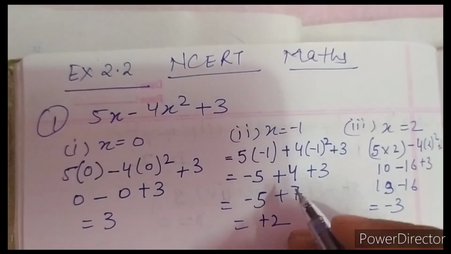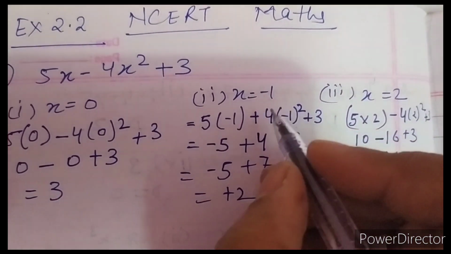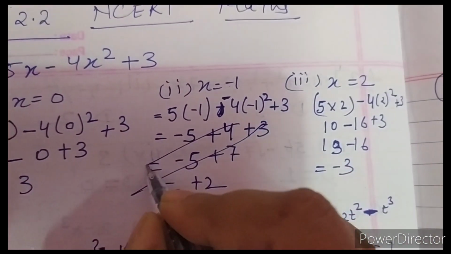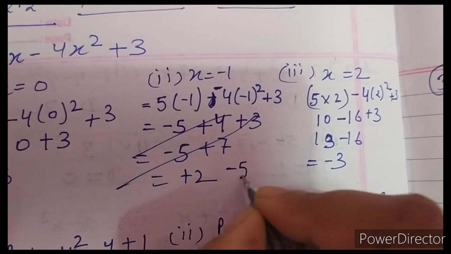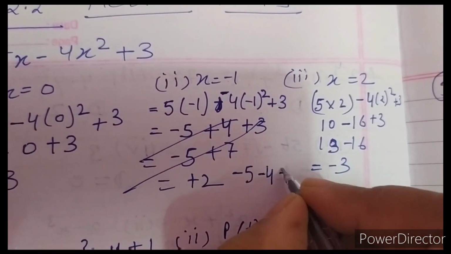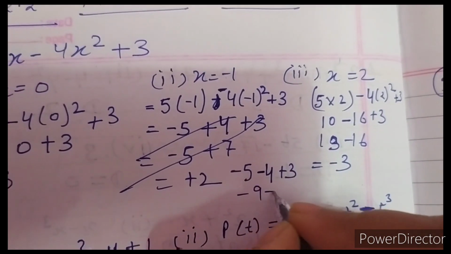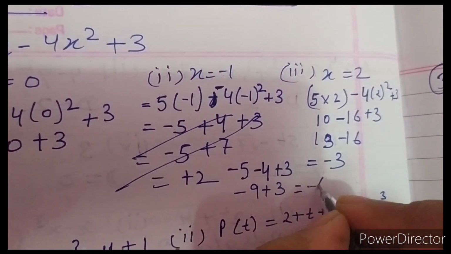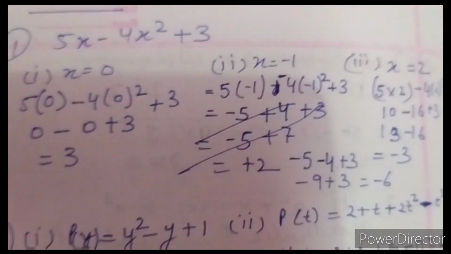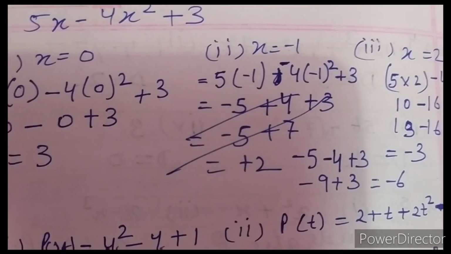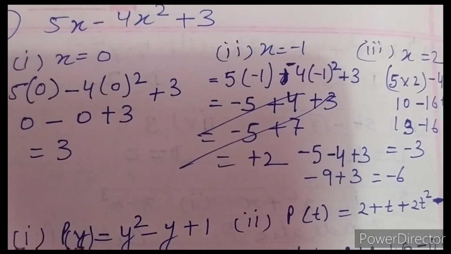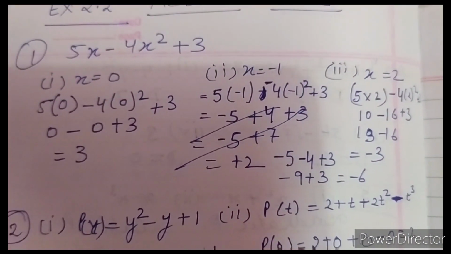Dear students, I have solved this question 1, second part, and I have just put a plus sign here instead of a minus sign. That's why my answer is wrong. So if you solve it again, you will get minus 5 times 1 is 1, and it will be minus 4 here plus 3. So that will be minus 9 plus 3, and that will be equal to minus 6. So here the answer will not come out to be plus 2, but the answer will be minus 6. Yes, this answer is minus 6.